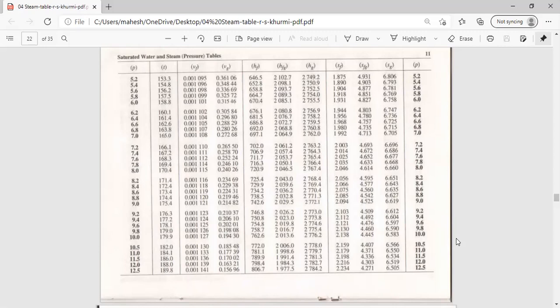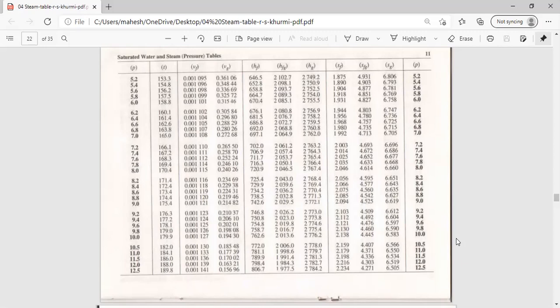If you look at the value of hfg, you would always find that hfg is simply the difference between hg and hf. Okay. For example, at 10 bar, this 2013.6 is nothing but the difference 2776.2 minus 762.6. Similarly, if you take a pressure of 6 bar, the hfg value, which is 2085.1, is the difference 2755.5 minus 670.4. Okay, so if your hfg value is not given in the steam table, you can simply use hg minus hf, which is nothing but hfg, and hfg is the latent heat of vaporization.